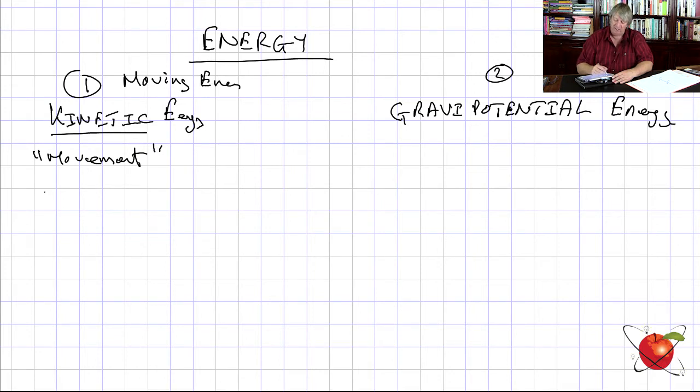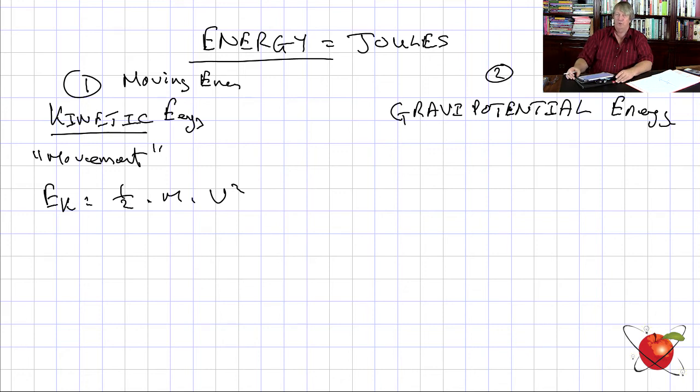And the formula is EK is equal to a half times mass times V squared, velocity squared. What is the measurement of energy? Measured in joules. Okay? Joules. Kilogram meters per second squared. Meters squared per second squared. Right? How did I get that? Well, M is equal to kilograms. V is meters per second. So, therefore, it's kilogram meters squared per second squared if I square velocity.